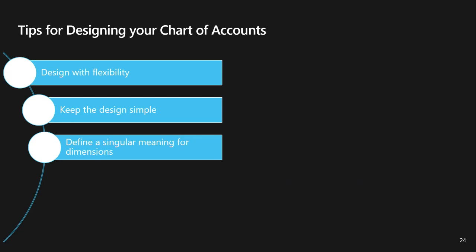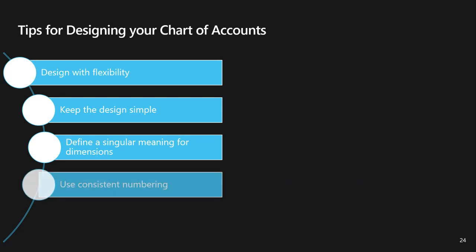To the same point, do not use the same dimensions or segment in your chart of accounts to represent 2 types of data. For example, a dimension called purpose that is used on revenue accounts to represent a cost center and on expense accounts as a list of projects. The same list of dimension values would include both cost centers and projects, and that is not recommended.